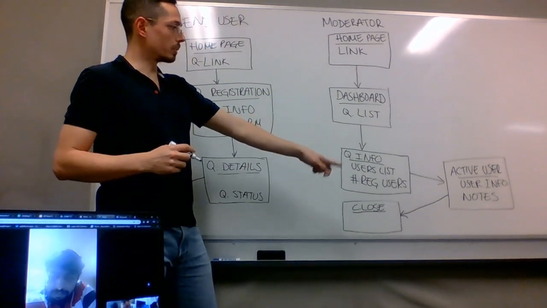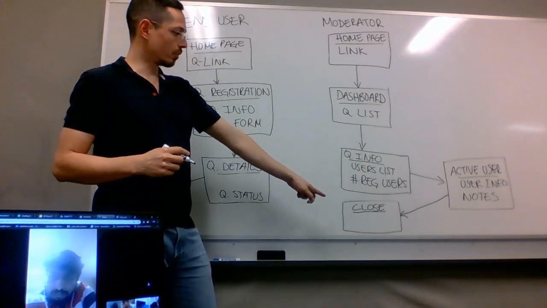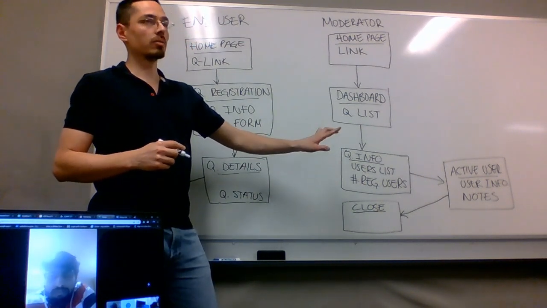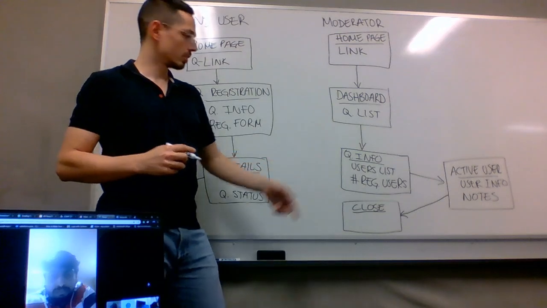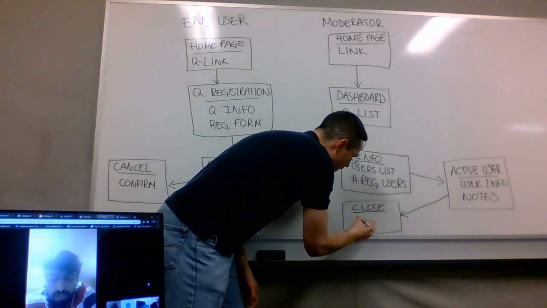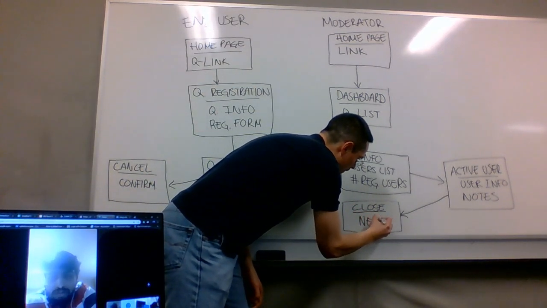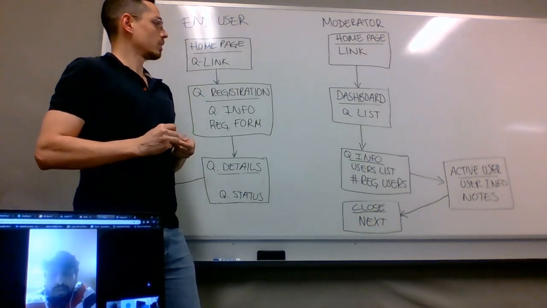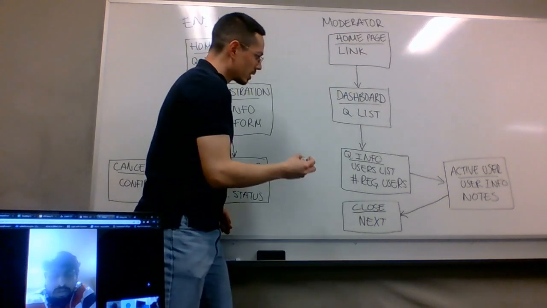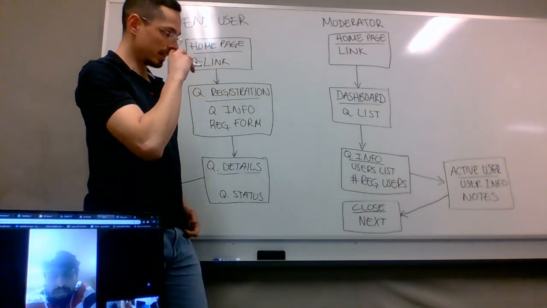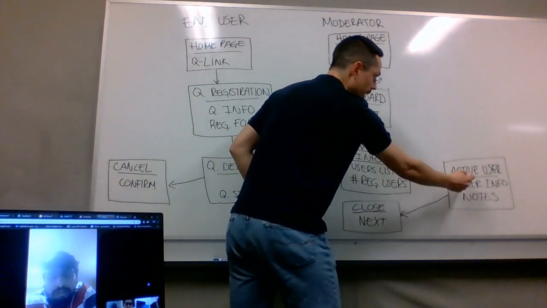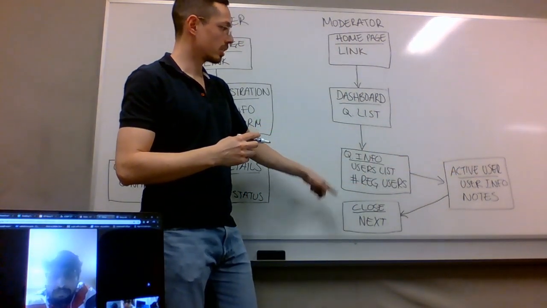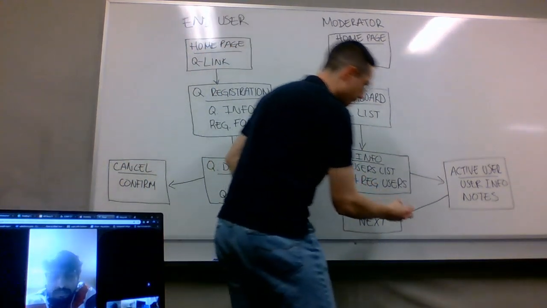So the moderator will be able to close the ticket, and from here, I guess they can just bring the next person. Correct. So it's going to be redirecting to the queue info list again. Queue info page. I guess it's going to bring back the next active user, correct? Instead of going to the list, go directly to the next one, right?